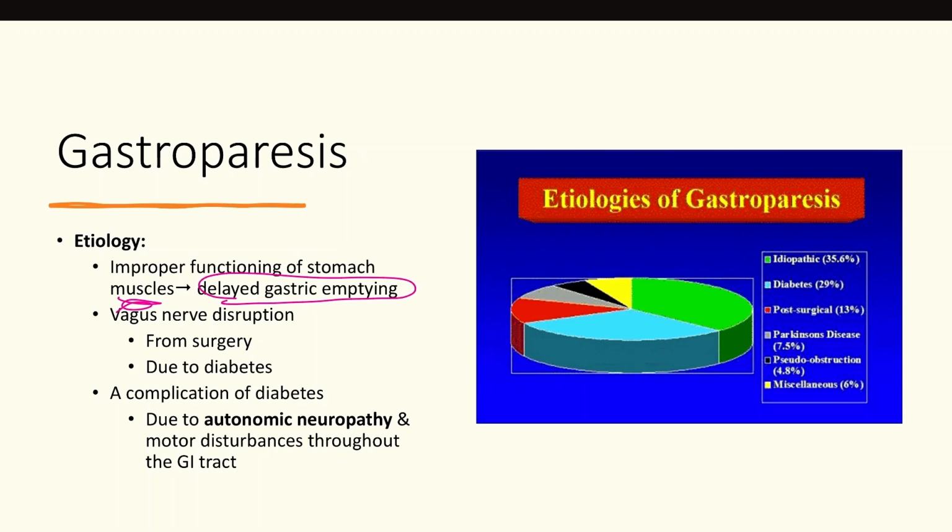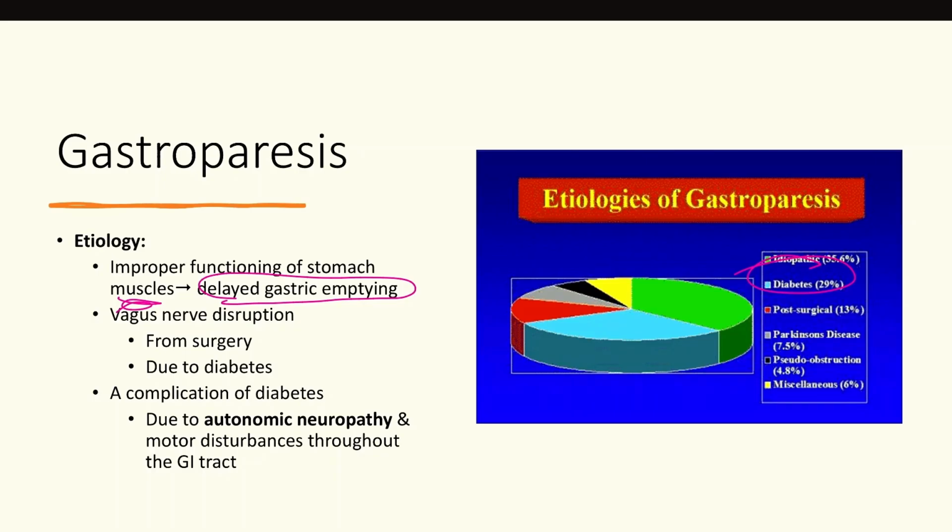Most common etiology, number one, idiopathic, but look at number two, diabetes. A lot of diabetic patients, when their sugar is not controlled. I emphasize that a lot, especially in this class. It's uncontrolled diseases that lead to a lot of these complications.